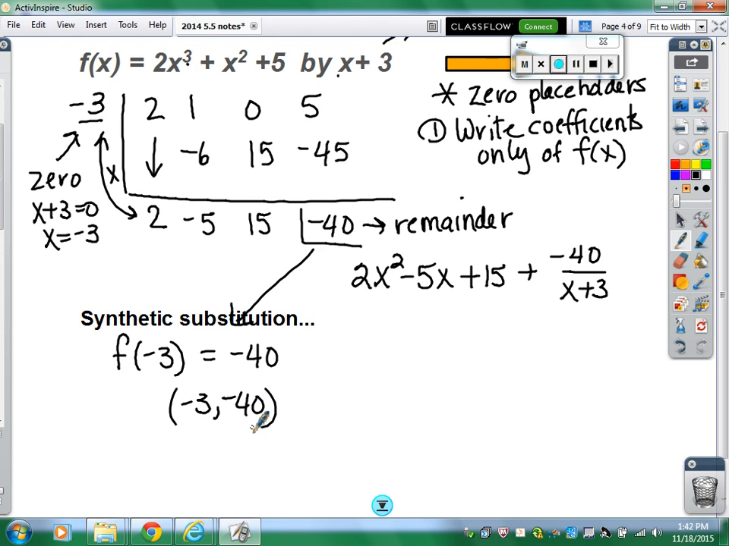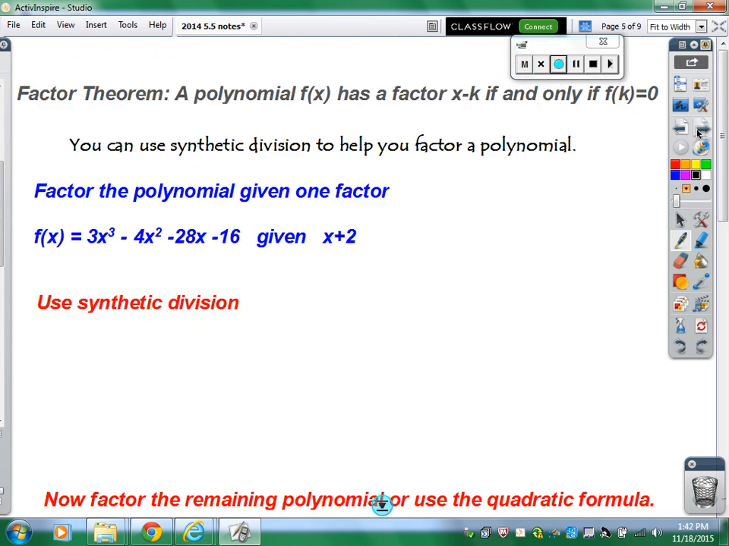All right, here's going to be our application of this. So write down the following question. First of all, write down this theorem. The factor theorem: a polynomial f of x has a factor of x minus k if and only if f of k is equal to 0. We can use synthetic division to help you factor a polynomial. So here's our polynomial we want to factor. We want to factor the polynomial given one factor.